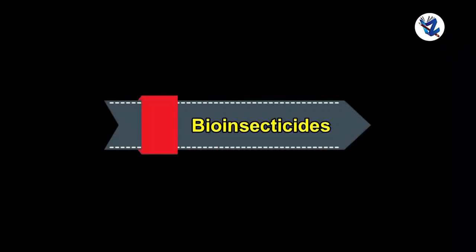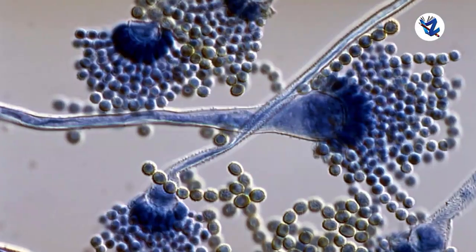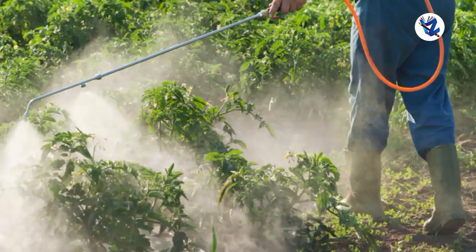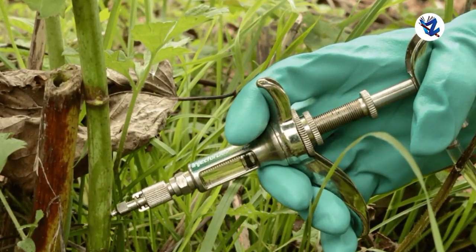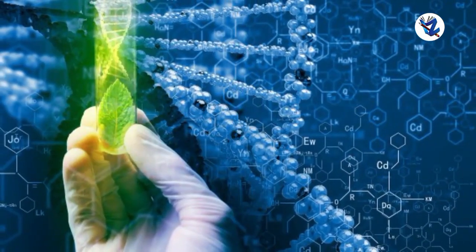Then, bioinsecticides. Bacterial and fungal toxins which can destroy pests and pathogens can be directly integrated into plants with the help of biotechnology.